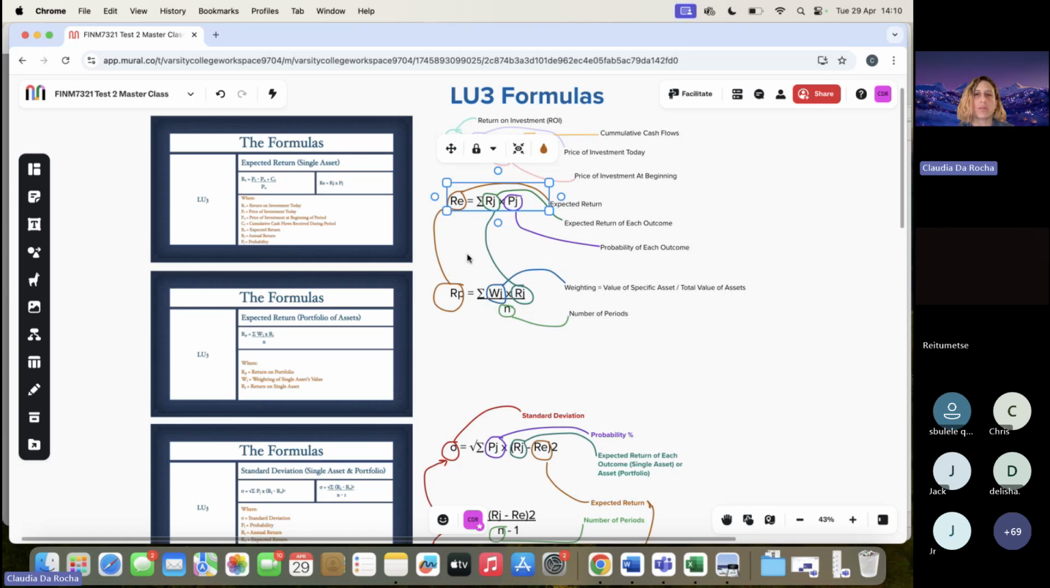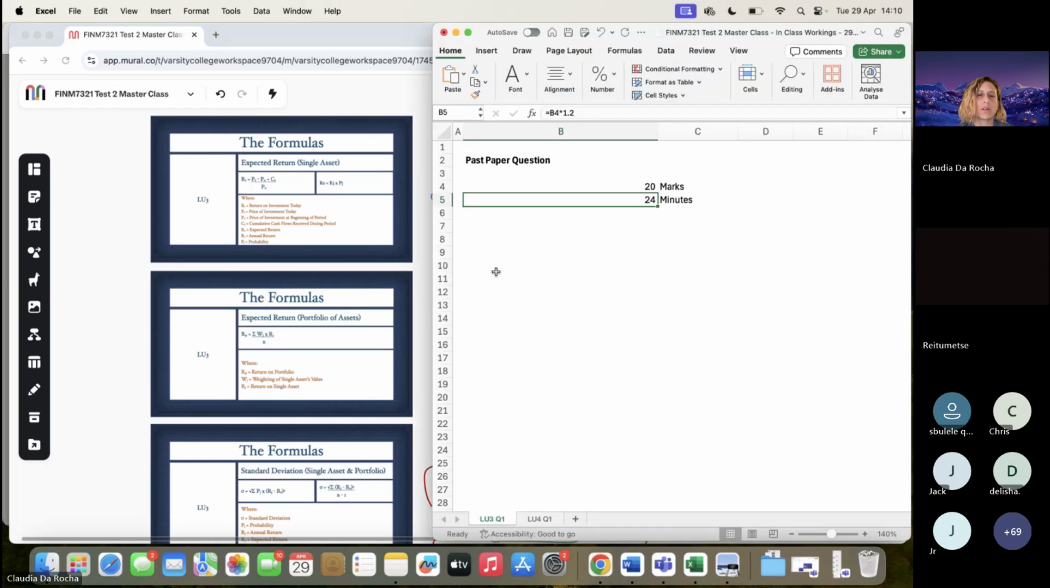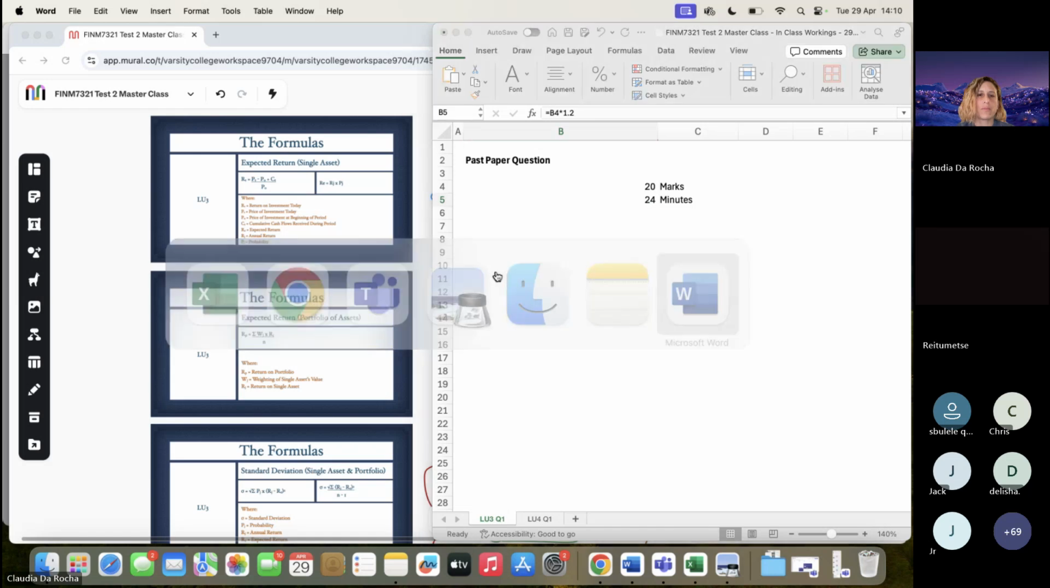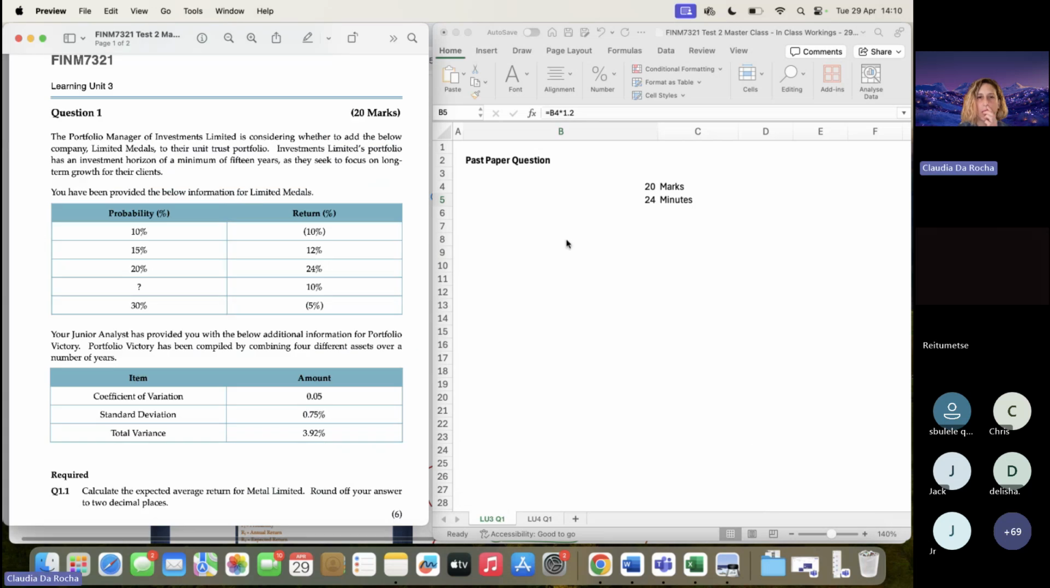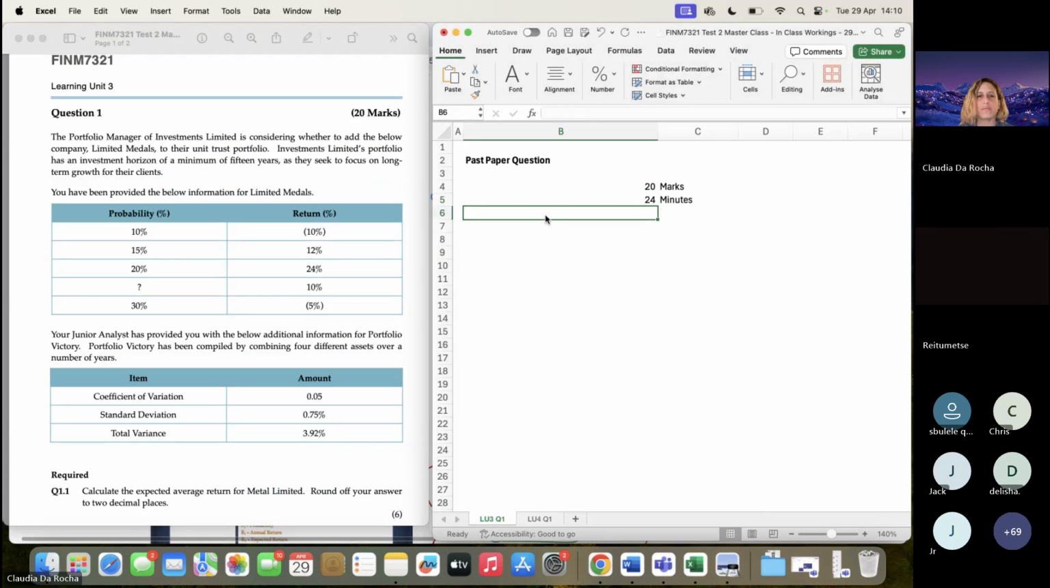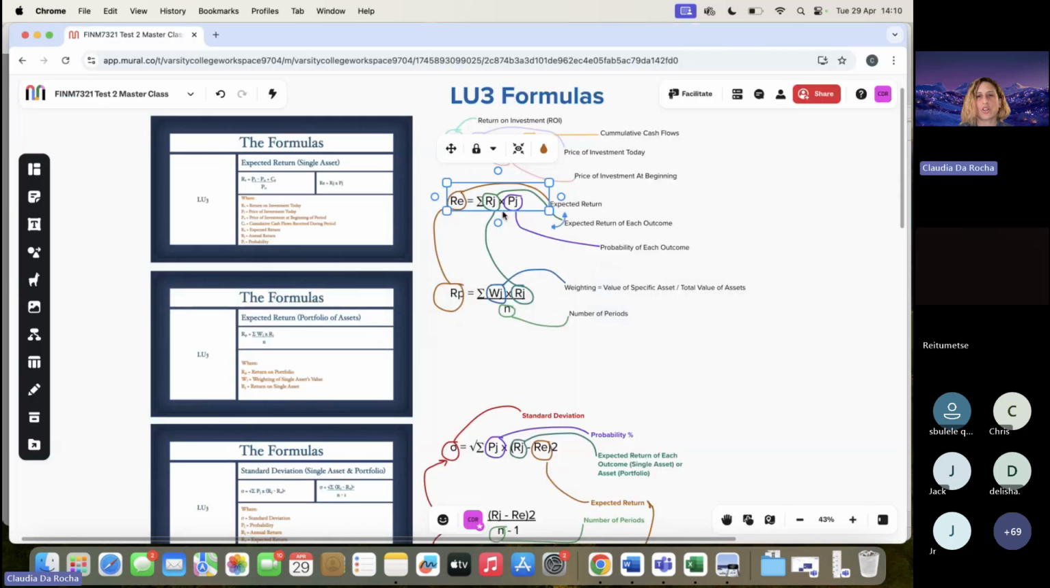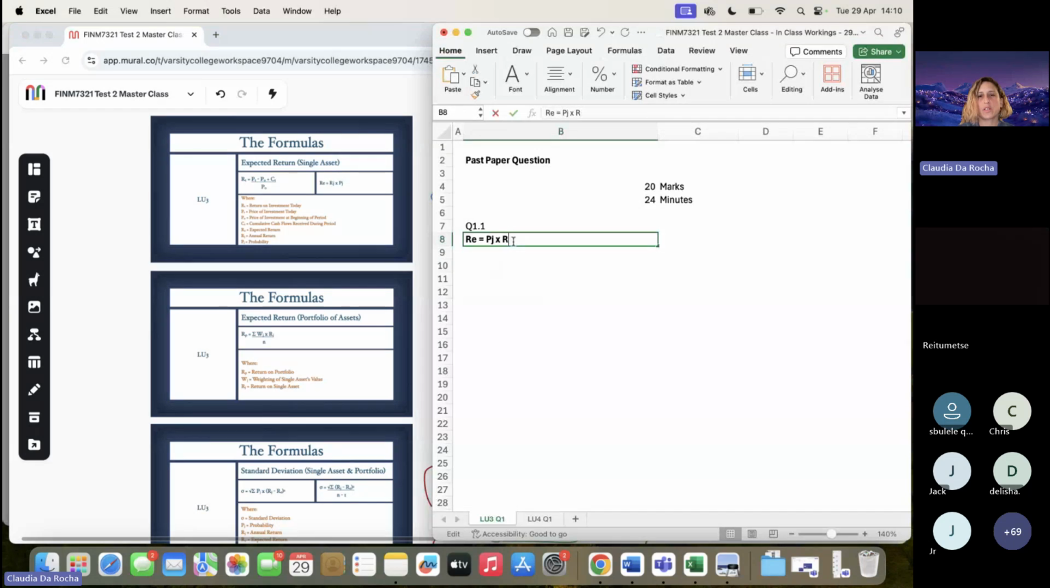R is equal to the sum of RJ times PJ. Right. So part one is calculate the expected average return. First step always is we write down the formula. So this just makes us RJ times PJ. I've just done it the other way around.